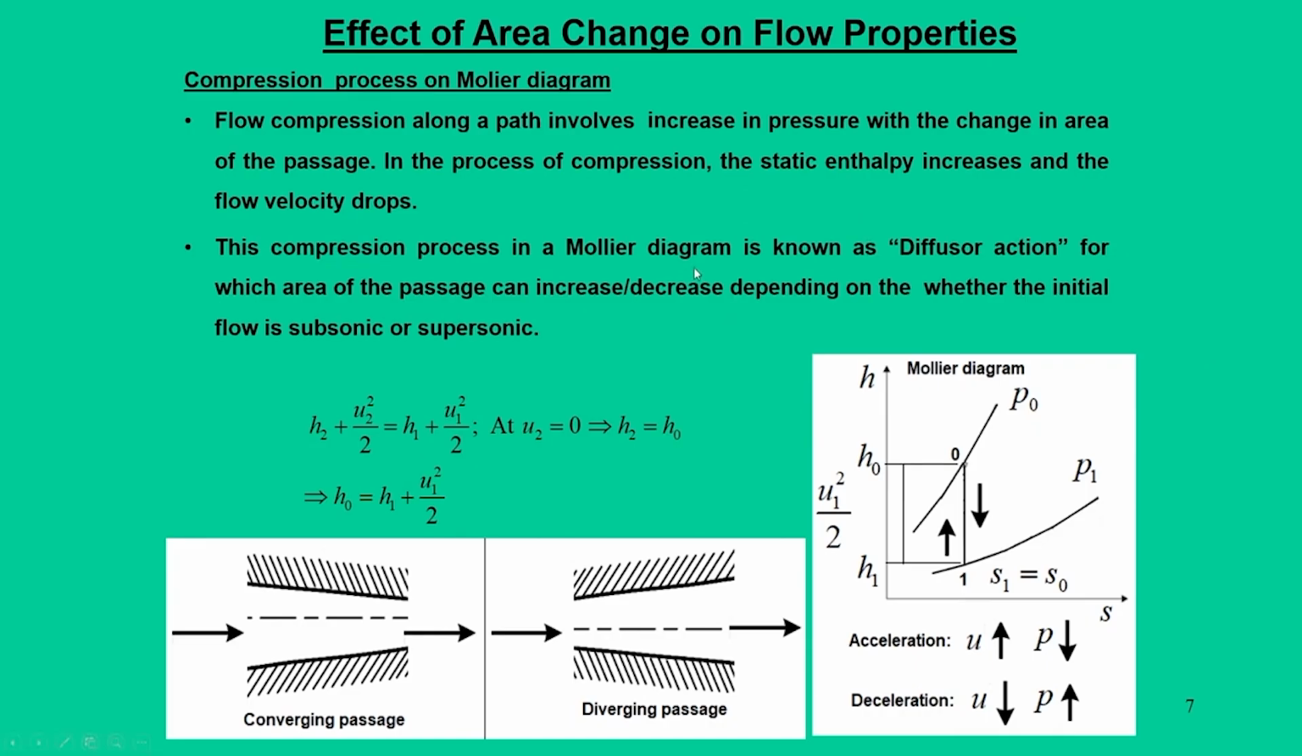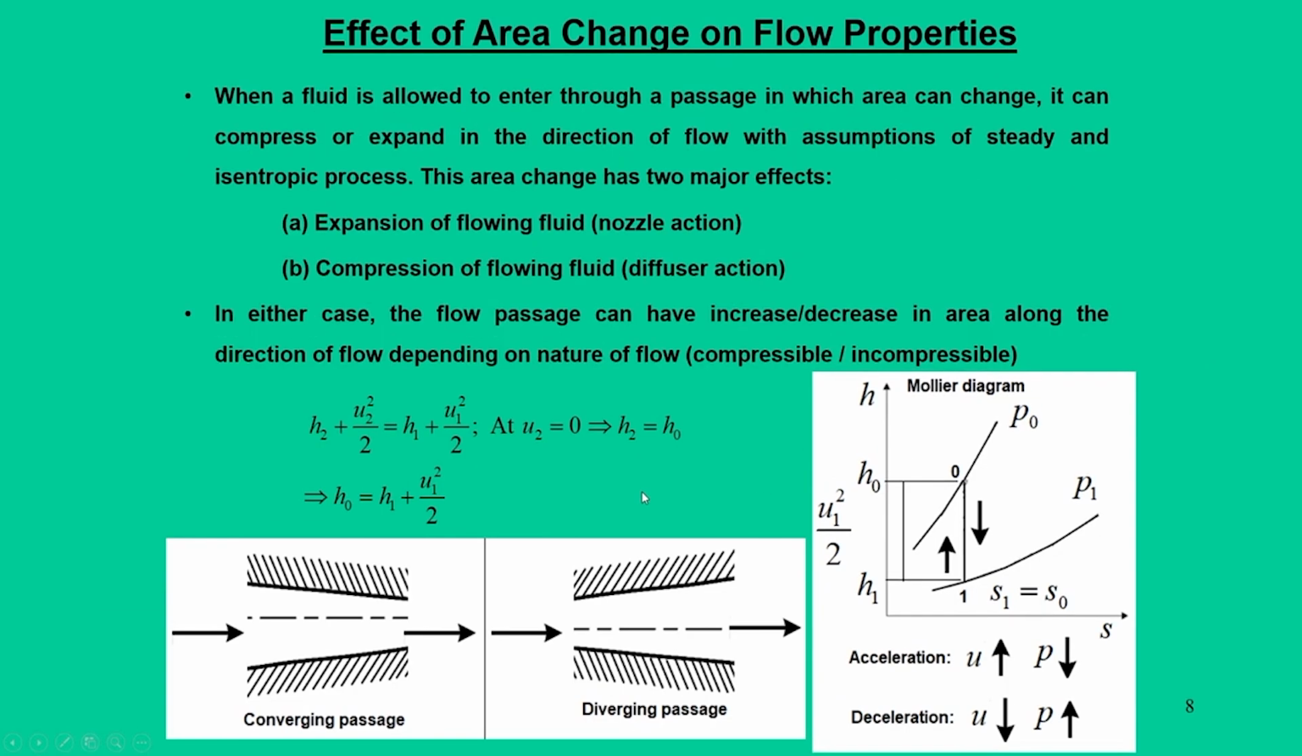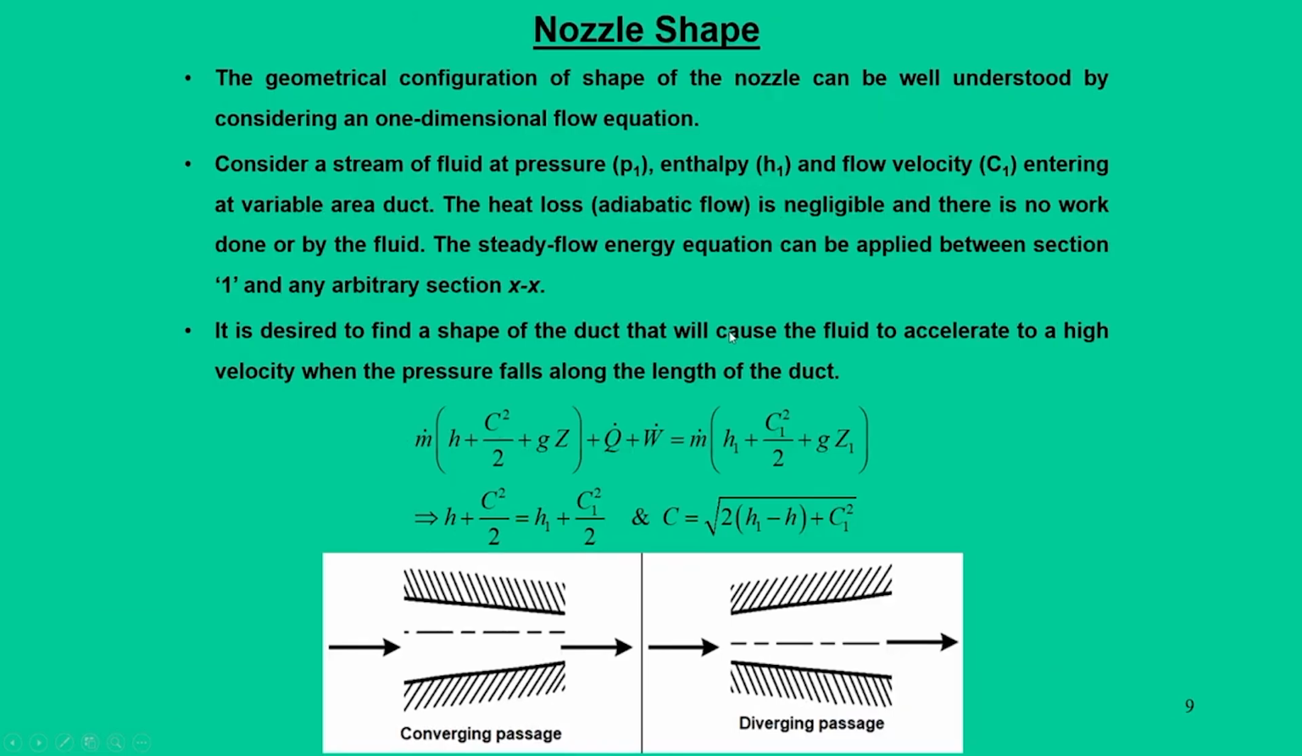Just for the sake of curiosity, how the area change affects the flow properties, in that context this analysis is more important. Now, to summarize what we discussed: when a fluid is allowed to enter a passage in which the area can change, we can achieve compression or expansion of the fluid in the direction of the flow. If it is an expansion of the flowing fluid, we call this nozzle action. If it is a compression of the flowing fluid, we call it diffuser action.